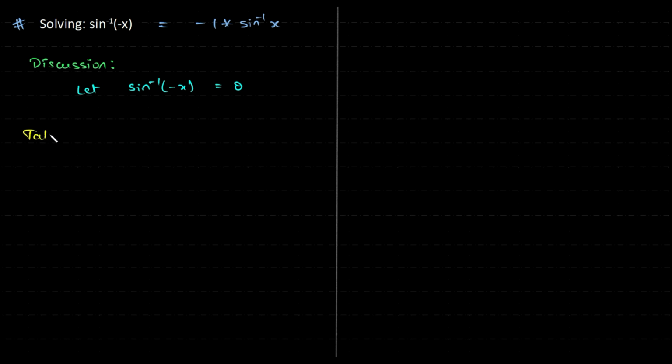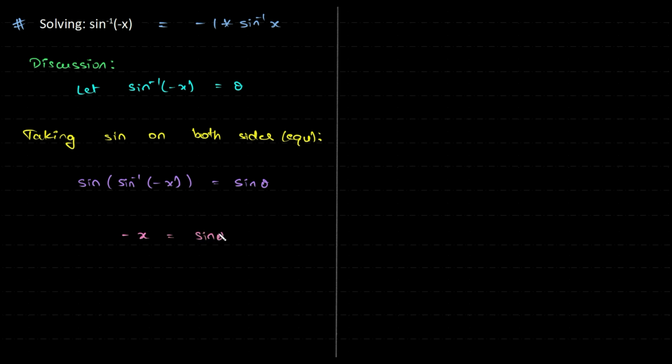Now, taking sine on both sides of the equation, we end up with sine inverse of minus x is equal to sine of theta. So basically negative x is equal to sine theta. When is this possible? Well, we know that sine of an angle is negative in our third and fourth quadrant.